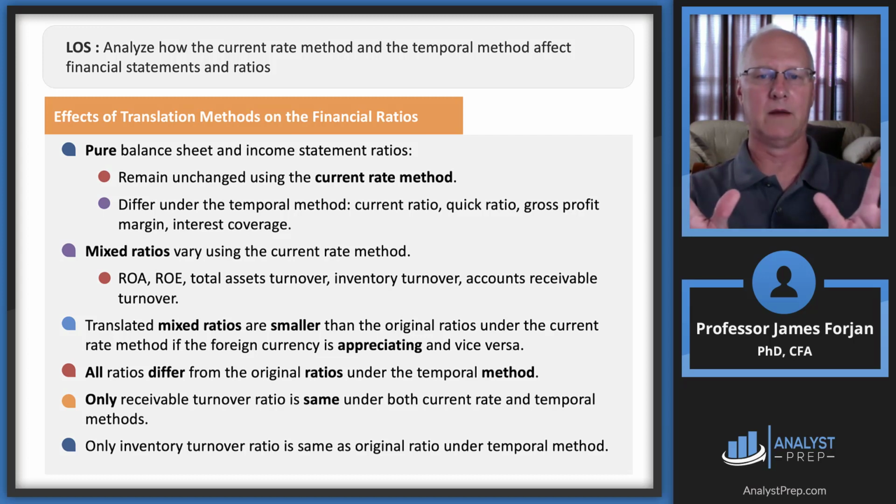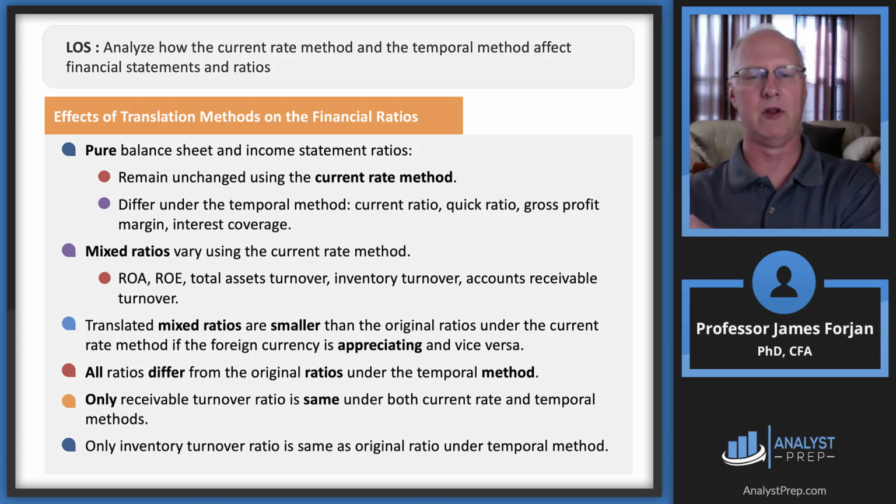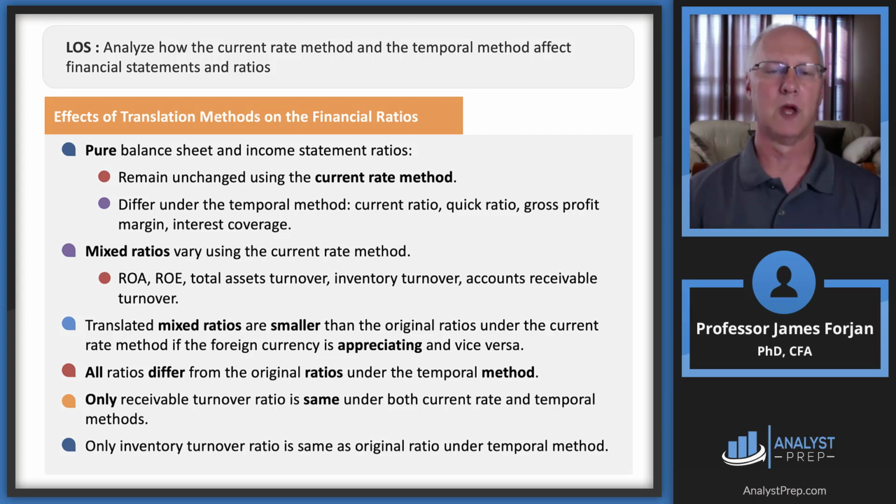If we take something like inventory turnover, where we have inventory from the balance sheet and revenues or cost of goods sold, however you're defining inventory turnover, from the income statement, well, then these mixed ratios, they're probably going to vary using that current rate method. However, look at that fourth teardrop point. All ratios differ from the original ratios under the temporal method. All right, so that's an easy one to remember, right? But the question then becomes, how do they differ?